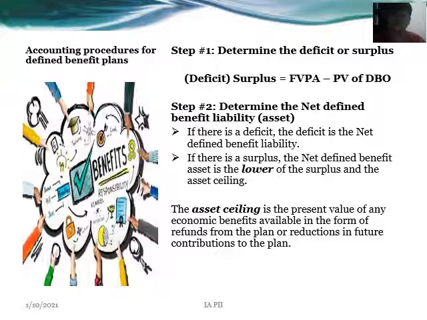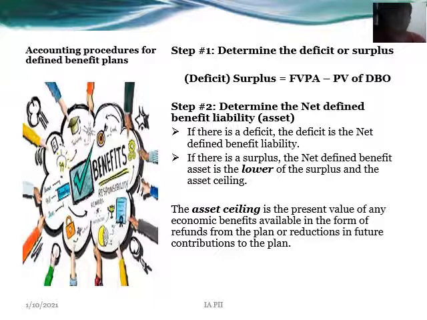So, it is simpler when there is a deficit. But, on the other hand, if you computed a surplus, the net defined benefit asset is the lower of the surplus and the asset ceiling. So, you still compare the surplus and the asset ceiling. So, whichever is lower between them, that is what you recognize as net defined benefit asset.